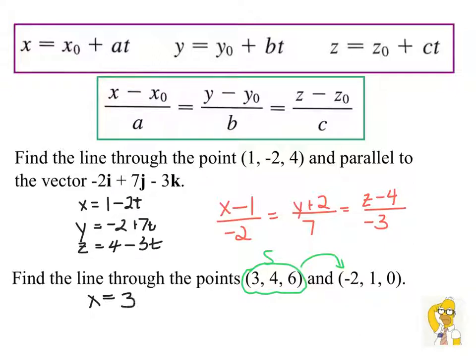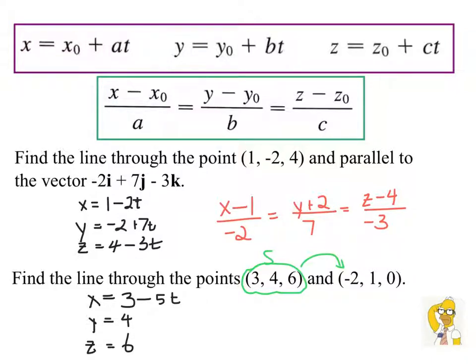I start at 3. Now you'll note, and we could even do this all the way, we could say y starts at 4, z starts at 6. Now you'll notice that I started at 3, and then I decreased 5 units to -2. So the easiest way to do this is to just write minus 5t.